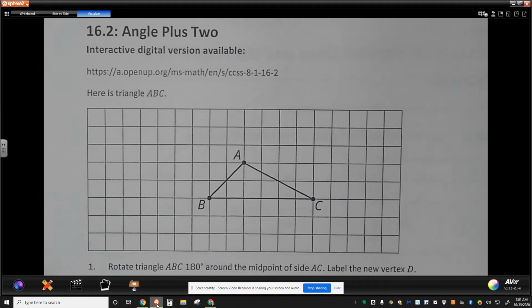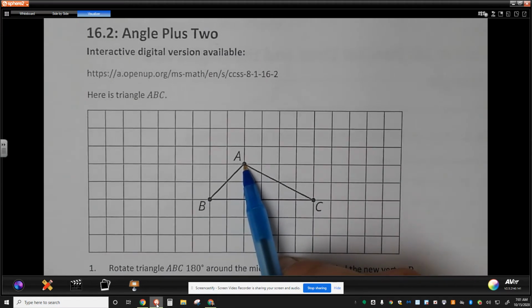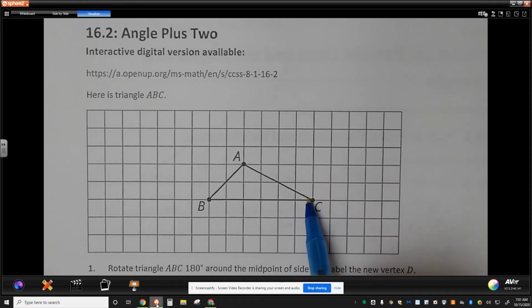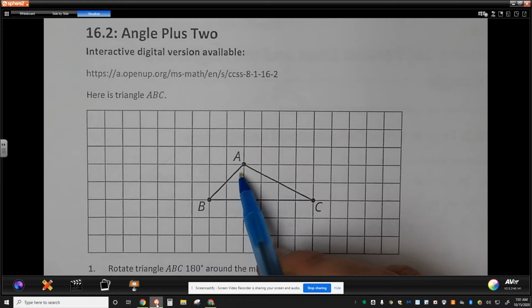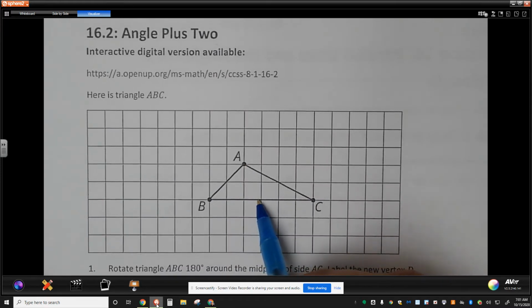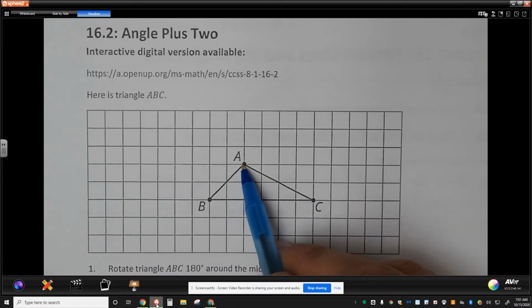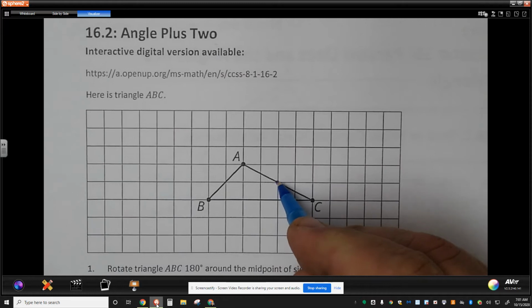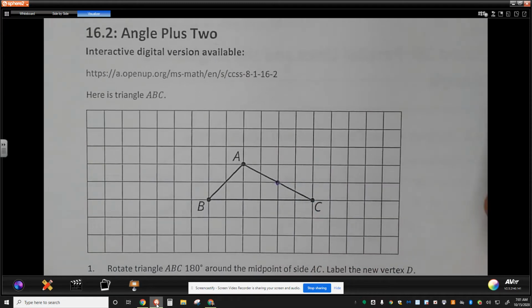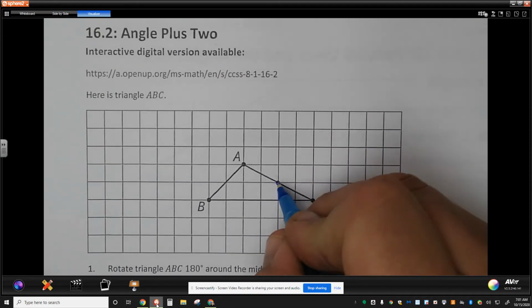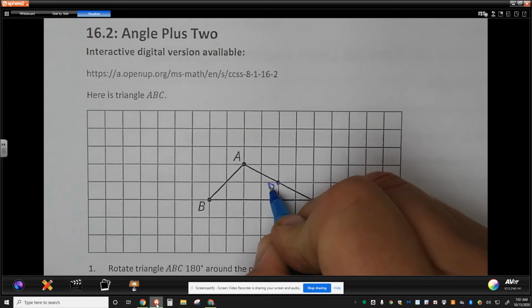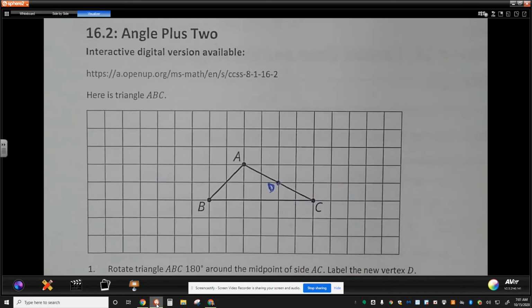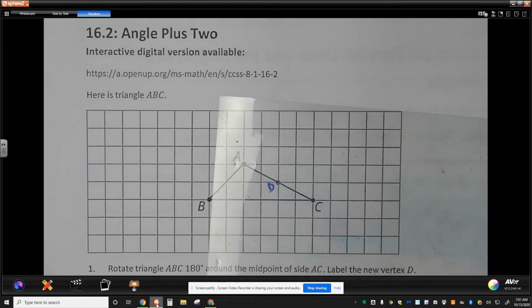As we look at side AC, we see a length that is not vertical or horizontal, so we have to figure out how we can cut that length in half. As we go from A to C, we drop down 2 units, and we go to the right 4 units. Half of that would be dropping down 1 and to the right 2 to make this our midpoint right here. We're going to call that one D as they instructed us. And let's go ahead and make our rotation of 180 degrees.